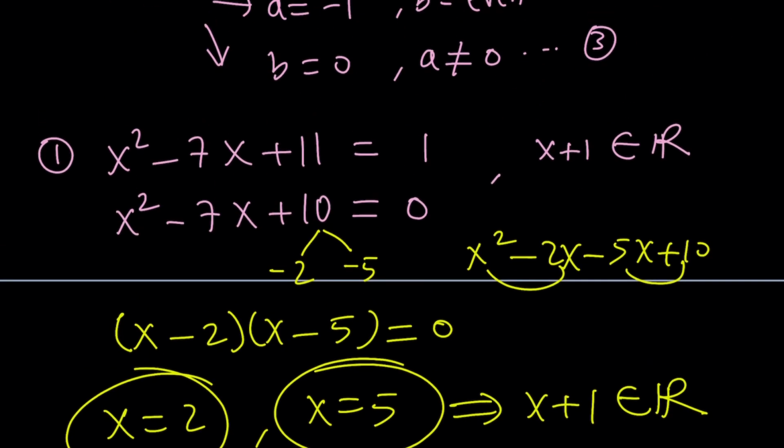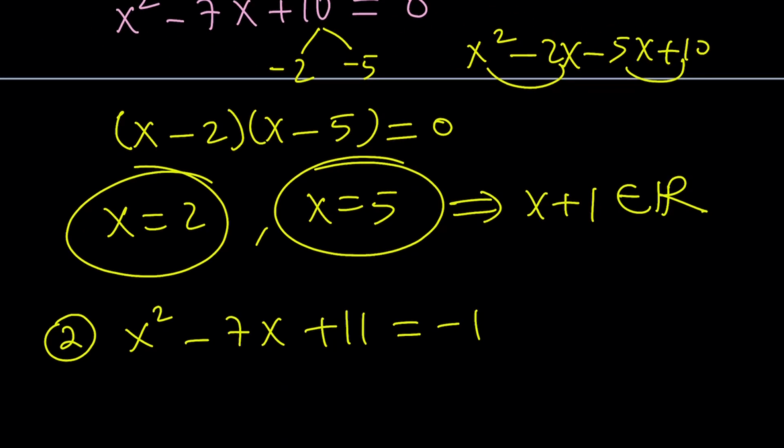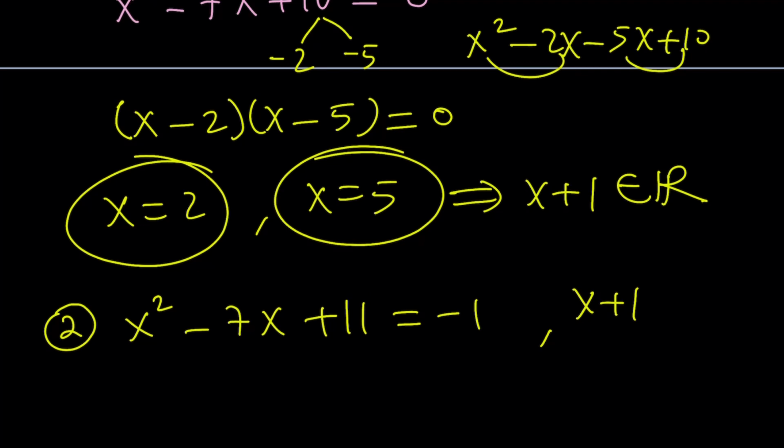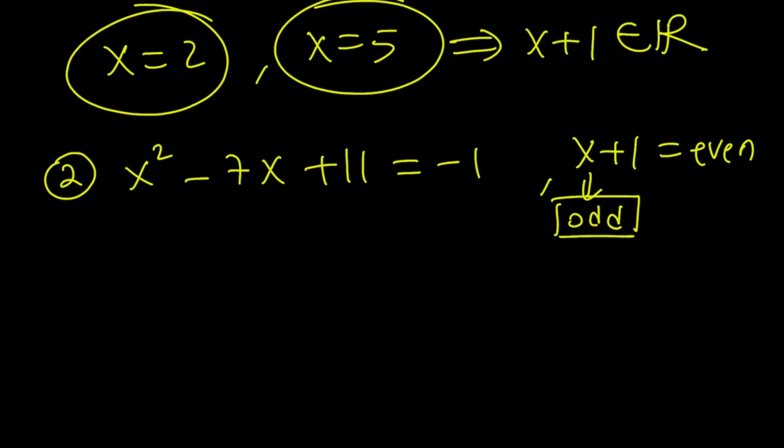And then we want the exponent to be even. So we want x plus 1 to be even. But x plus 1 is even only if x is odd. So you want x to be an odd number. Okay? Let's go ahead and solve this problem by putting the -1 on the left-hand side.